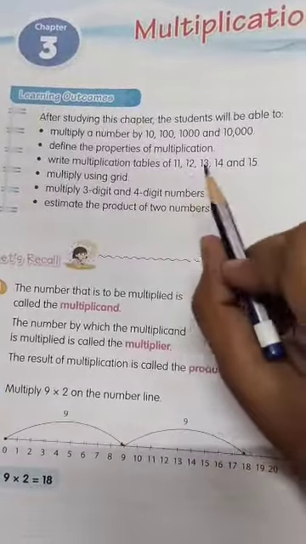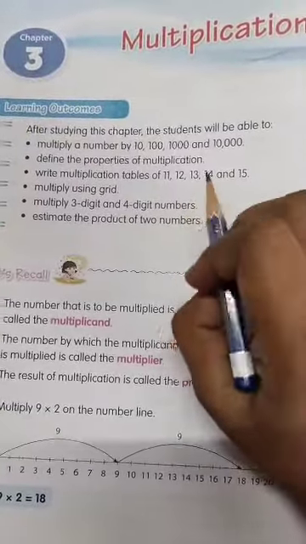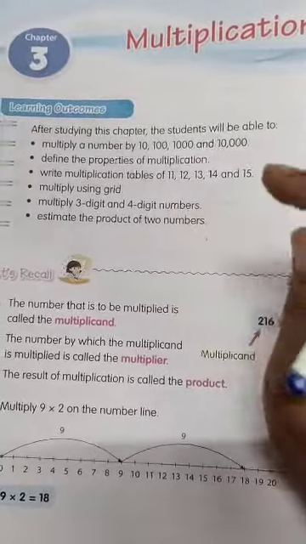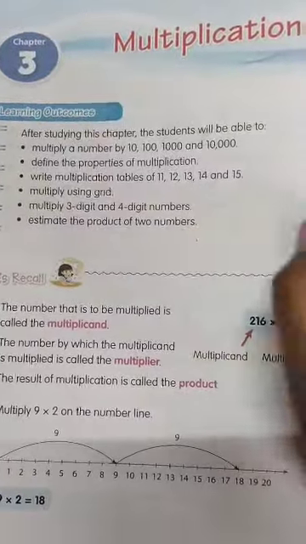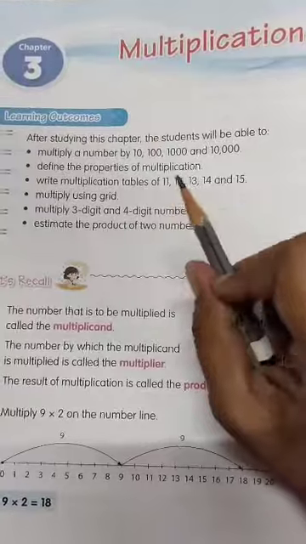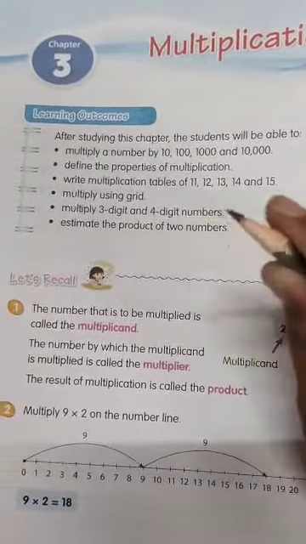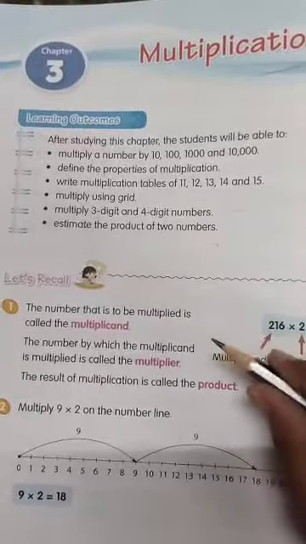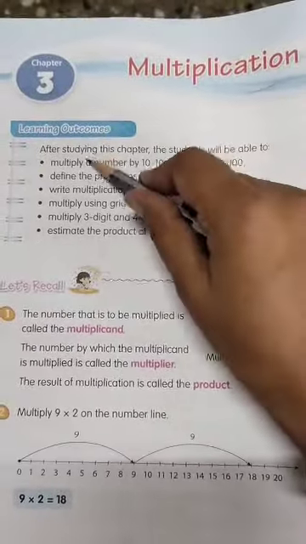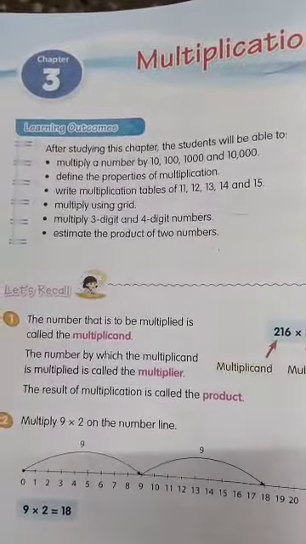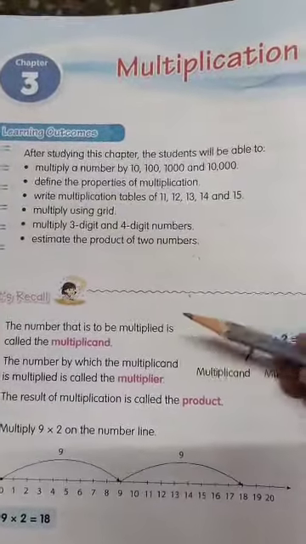Okay, and you can also know the properties of the multiplication tables of 11, 12, 13, 14, 15 and multiplying using grid. Multiply 3-digit numbers, 4-digit numbers. Okay, and how to estimate the products of two numbers. Okay, so let us start. These are the points which we are going to learn in this chapter. Okay, so let us start first.